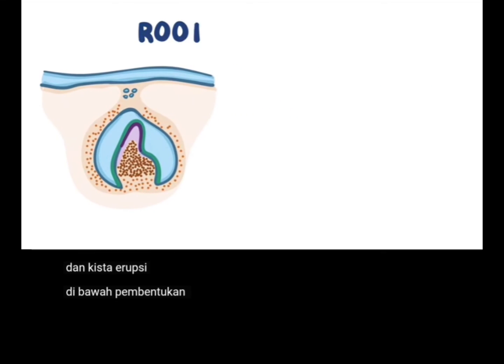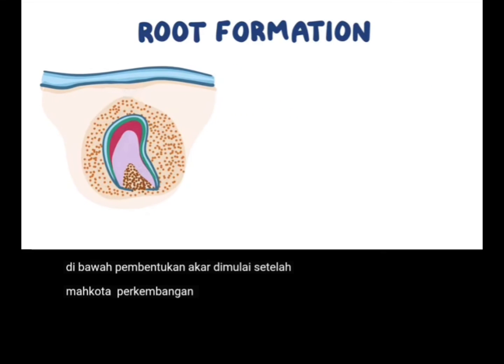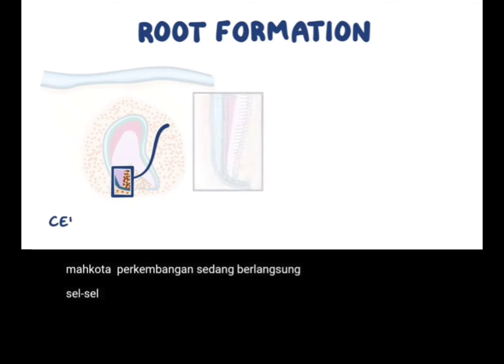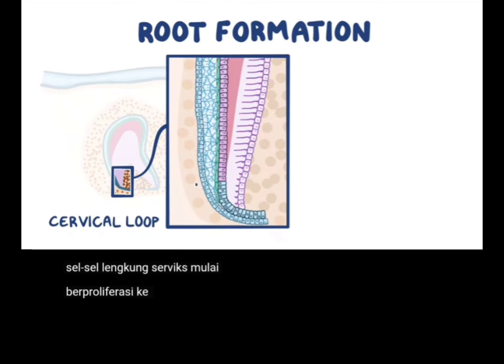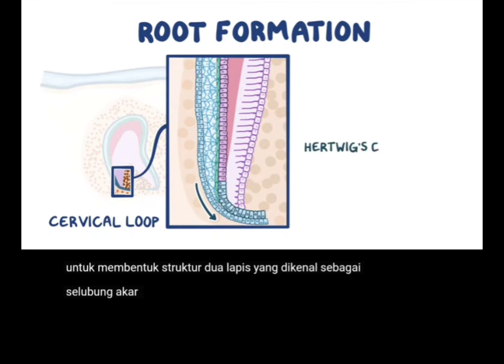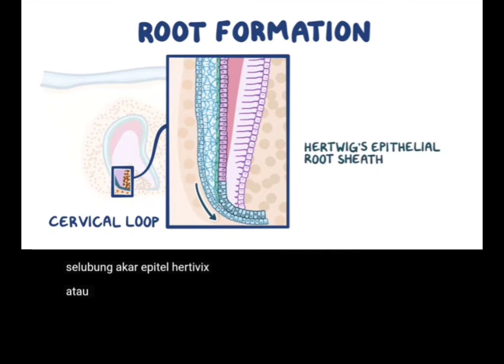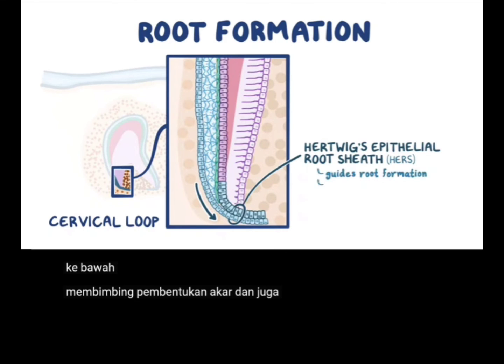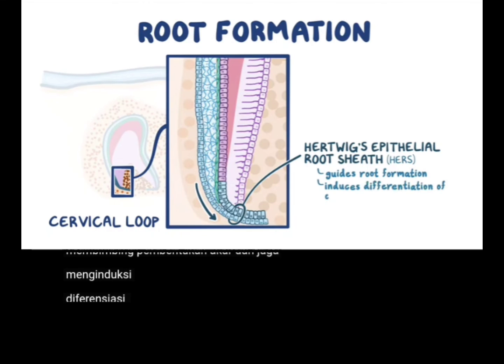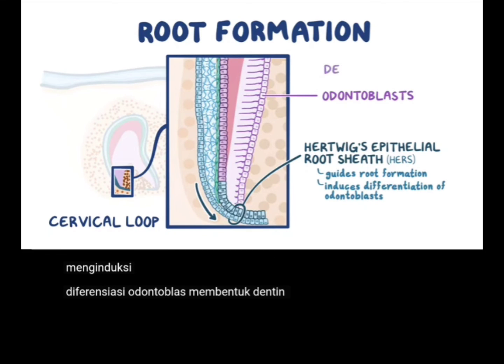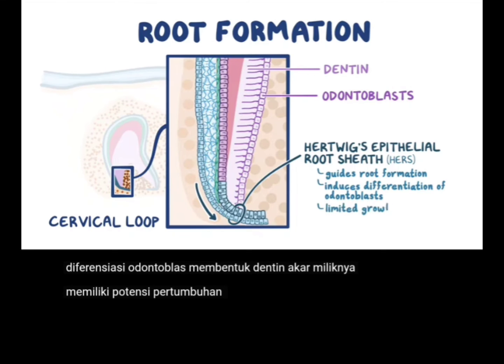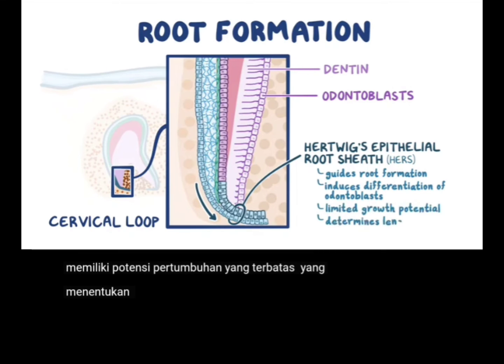Down below, root formation starts after crown development is underway. The cervical loop cells begin to proliferate downwards to form a two-layered structure known as Hertwig's epithelial root sheath, or HERS. HERS proliferates and migrates downward, guiding root formation, and it also induces the differentiation of odontoblasts forming root dentin. HERS has a limited growth potential, which determines the length of the root.